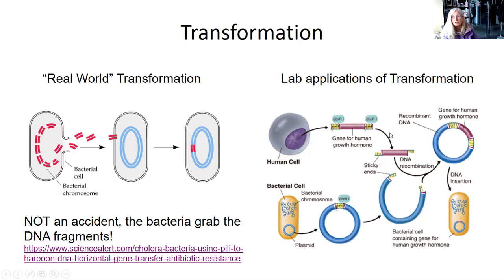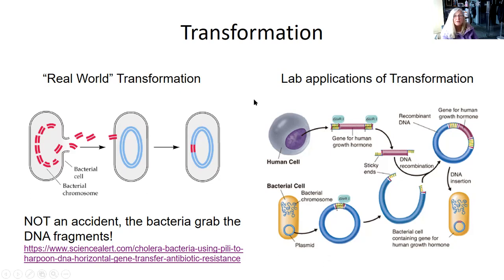And as I mentioned, we can use transformation to transfer human genes, right? Human growth hormone, for example, into plasmids, which we can then transform into E. coli, which will very happily produce a human version of something. Human insulin is produced by bacteria, but it is human insulin. It's not pig insulin. It's not from other humans directly. It's mass produced by bacterial cells that do that very, very happily for us.